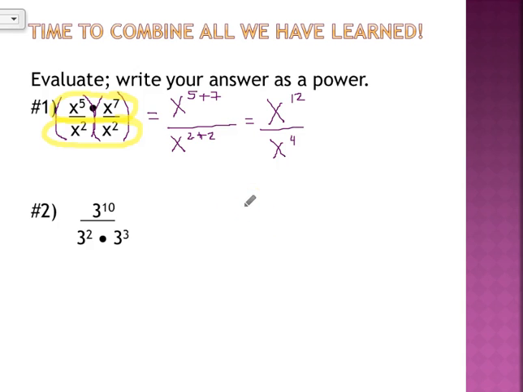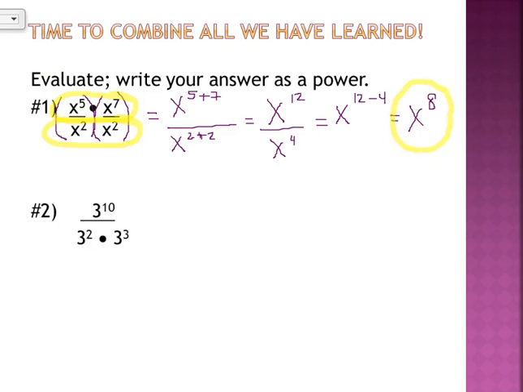No. Now I can use my quotient property of powers. So when I'm dividing two numbers that have the same base, remember what I do? I subtract. Yes, you subtract the exponents. So 12 minus 4 is 8. So our final answer would be x to the 8th power.